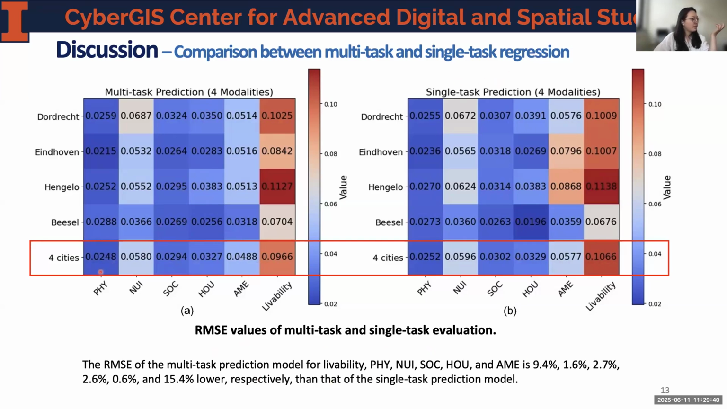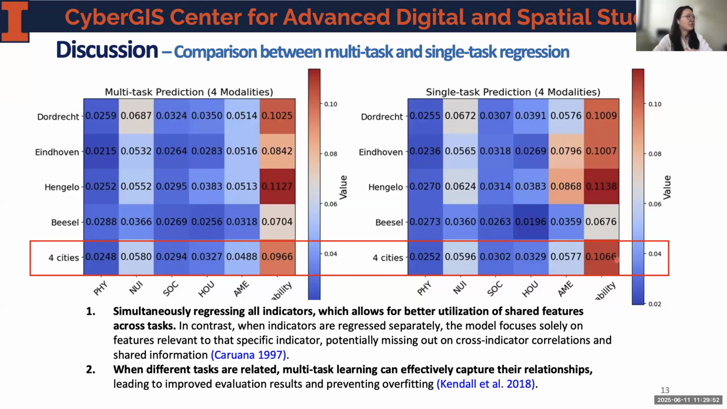So it shows the multitask prediction performs better than the single task prediction. So here comes the question: why does the multitask prediction perform better than the single task prediction? There are 2 possible reasons. The first is that simultaneously regressing all indicators allows for a better utilization of the shared features across tasks. And the second one is that when different tasks are related, multitask learning can effectively capture their relationship.